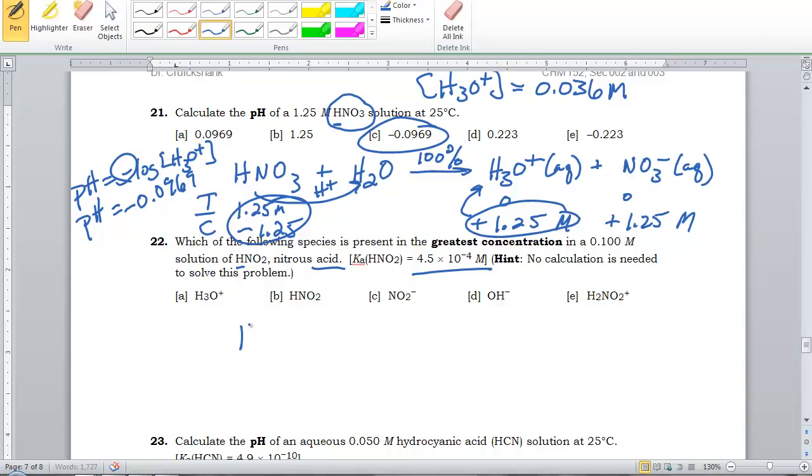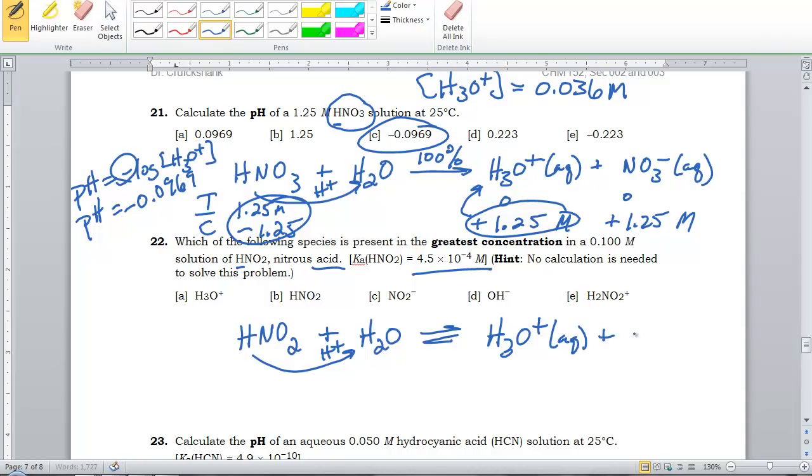So remember, and you don't have to write this out, but it's going to help me explain what you need to think about here. Acids, hydrogen ion donor, acids produce hydronium, and then the conjugate base.